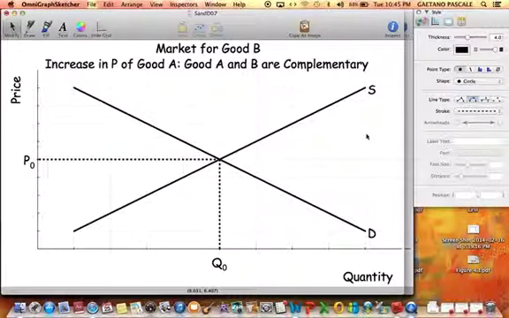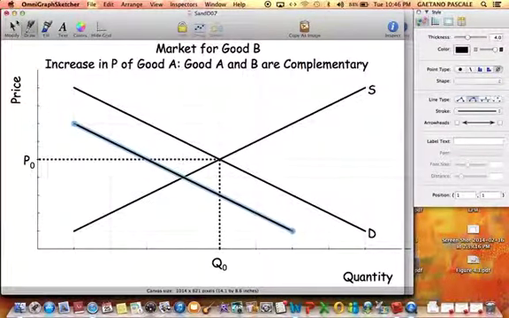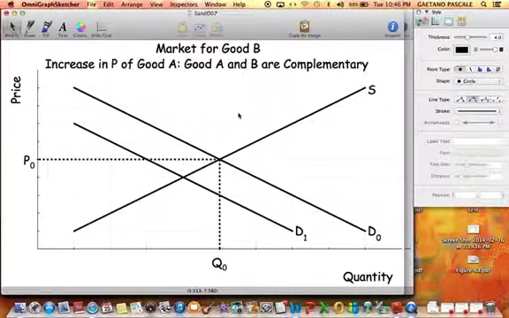So when there's an increase in the price of a good and both of those two goods are complementary, so if we have an increase in the price of good A and good A and B are complementary, the demand for good B will decrease. So if we draw in that new demand curve, make sure we label it appropriately. So this is D1. Make sure we label this as D0. So we have our original demand curve D0 and our new demand curve D1.